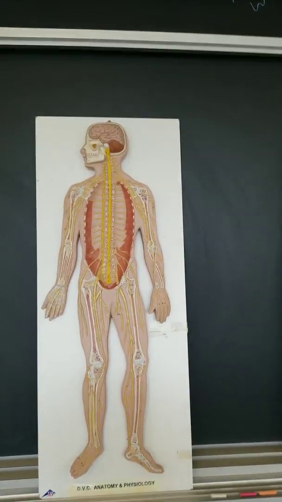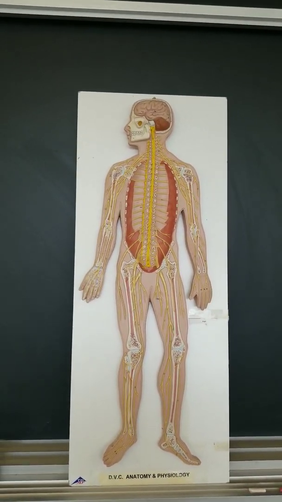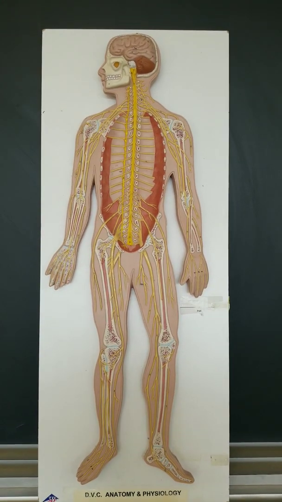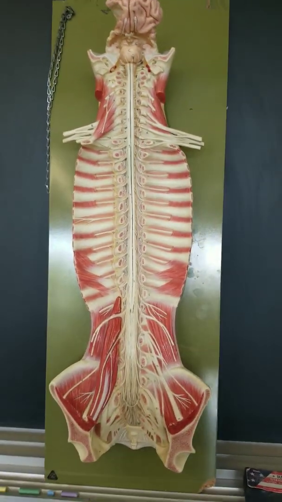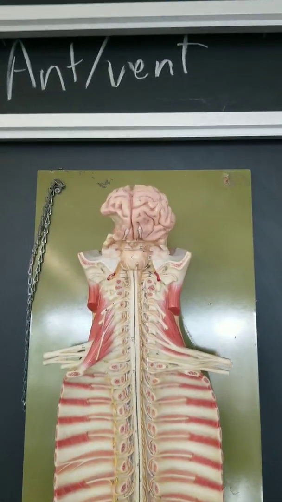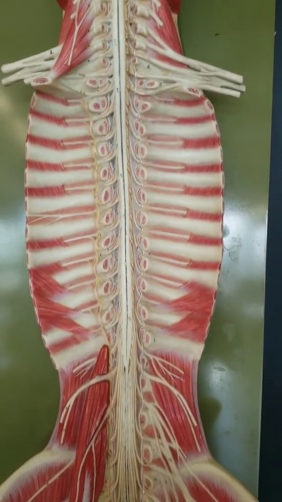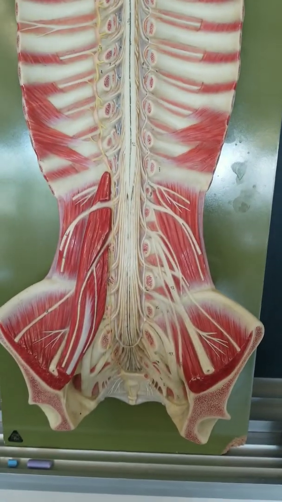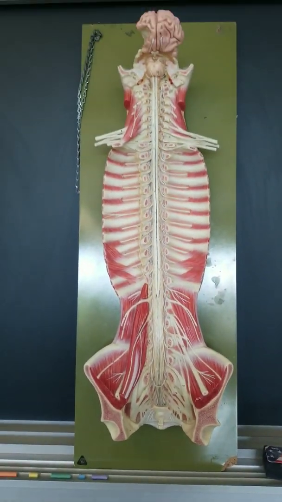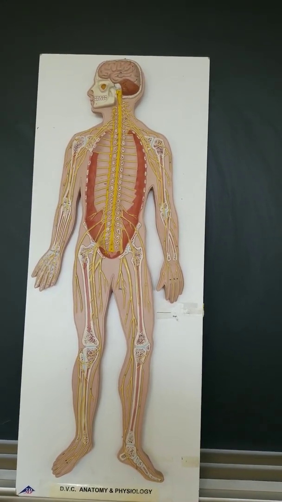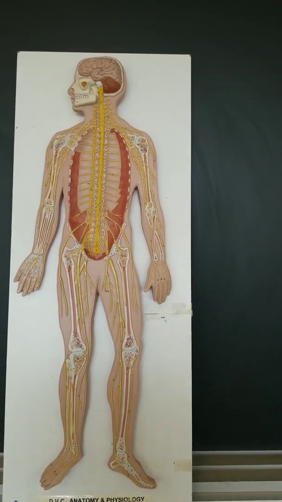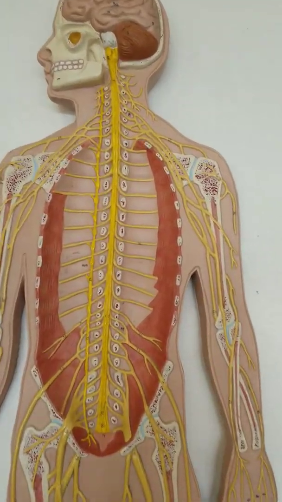Hey everybody, we are taking a look here at two different models. One is this dude with a bunch of nerves showing, and the other is this fine rack of ribs. You can see the brain up here and spinal cord and spinal nerves branching off of it. We'll be looking at these two different models to show off different parts of the spinal cord and different spinal nerves. Let's start with this model here.